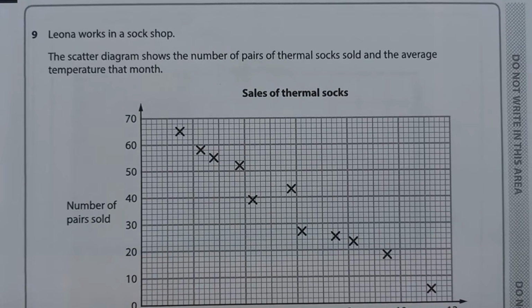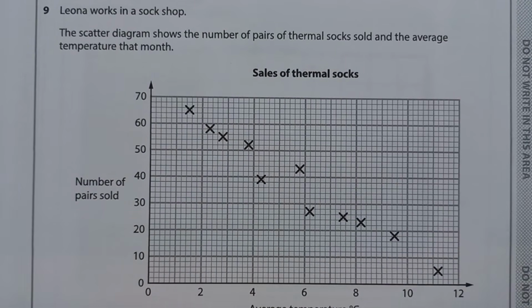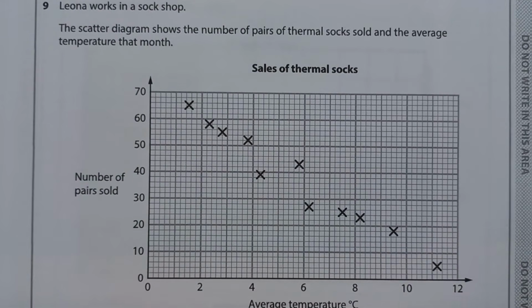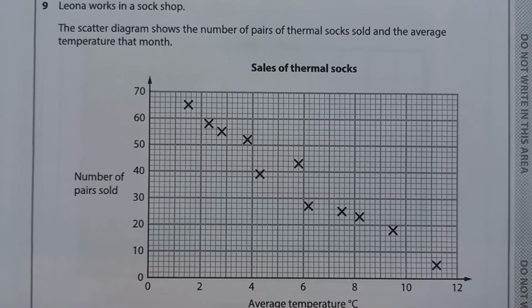Okay, next up, question 9. I'm going to move it here so we can just about see the chart as well. Leona works in a sock shop. The scatter diagram shows the number of pairs of thermal socks sold and the average temperature that month.